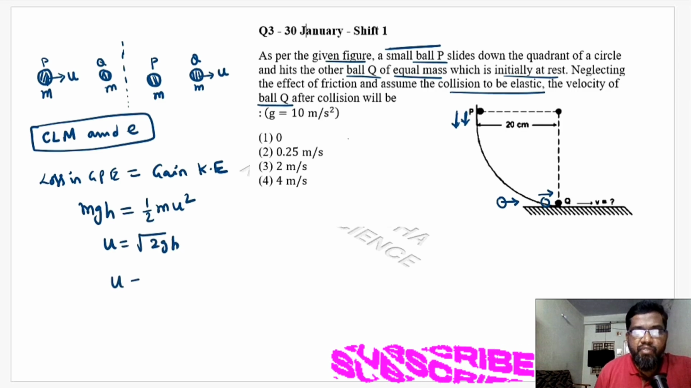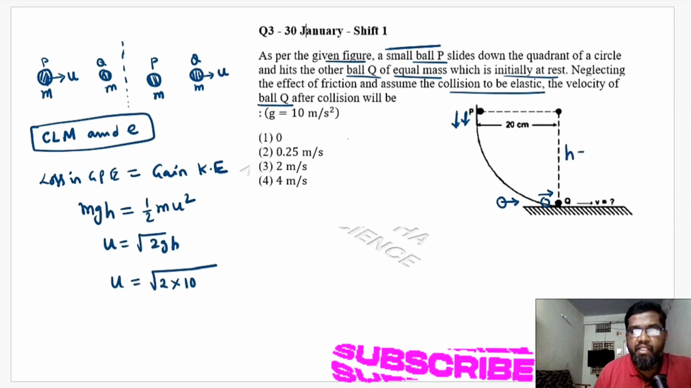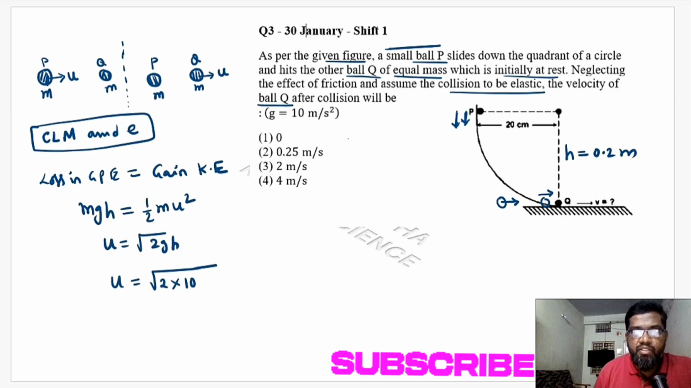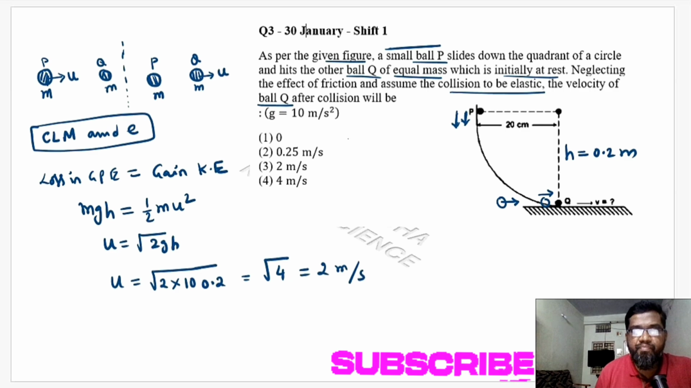So u will be equal to the square root of 2 into g, whose value is 10, into the height, which is given as 20 centimeters, that is 0.2 meters. That means I'll get the square root of 4, which will be 2 meters per second.